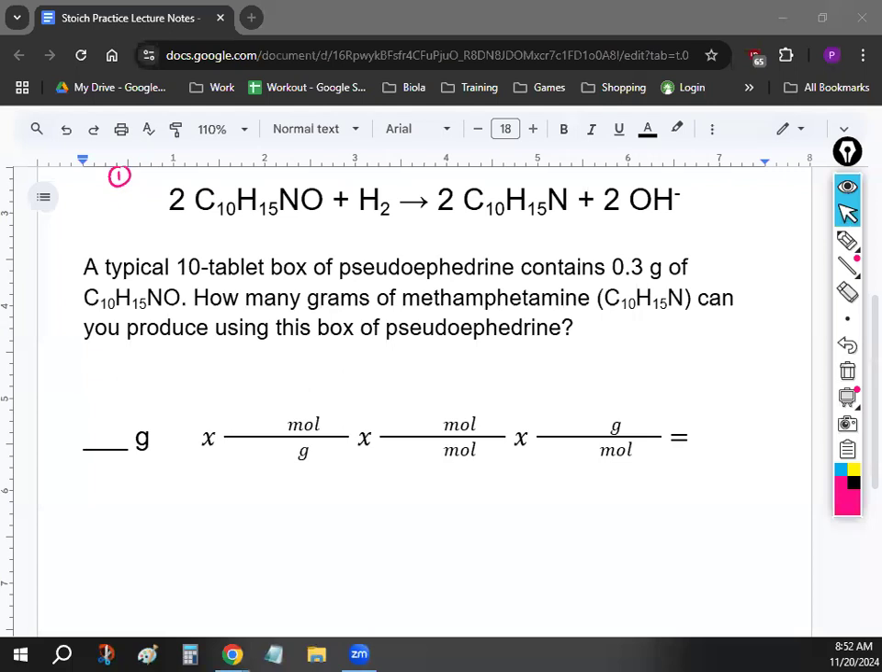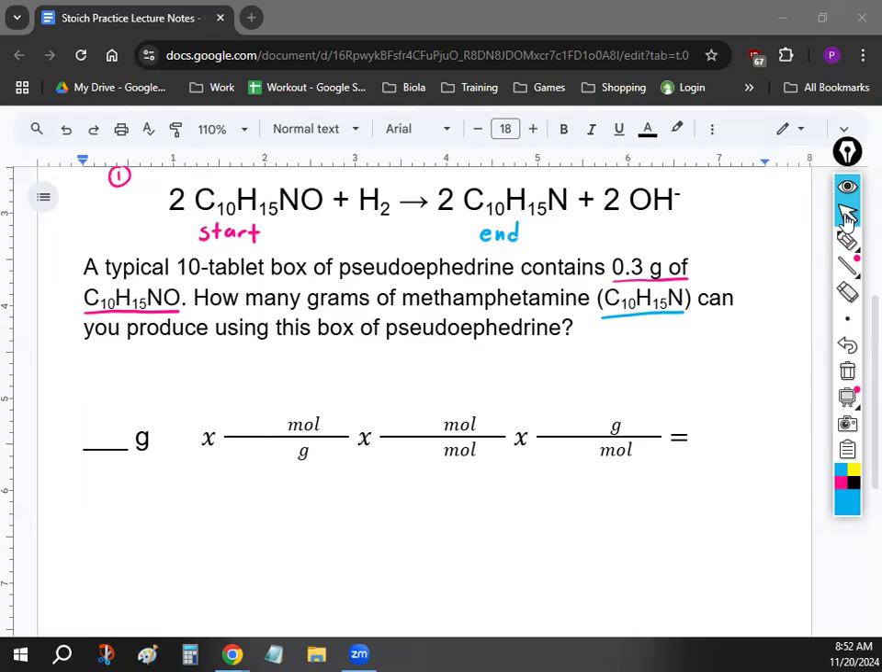All right, guys. So if we take a look at the problem, we can identify the starting and ending chemical. So I mentioned this last time, but your starting chemical is whichever chemical has a number associated with it. So if you read the problem, you're going to see that the number in the problem is 0.3 grams, and it tells you of C10H15NO, and that's pseudoephedrine. So this right here, the allergy medicine, is your starting chemical, which makes sense, right? Because we're trying to figure out how much meth you can make out of the allergy medicine. So the allergy medicine is your starting chemical. And then it's asking how many grams of meth can you make, which is this one right here. So that is your starting and your ending chemical.